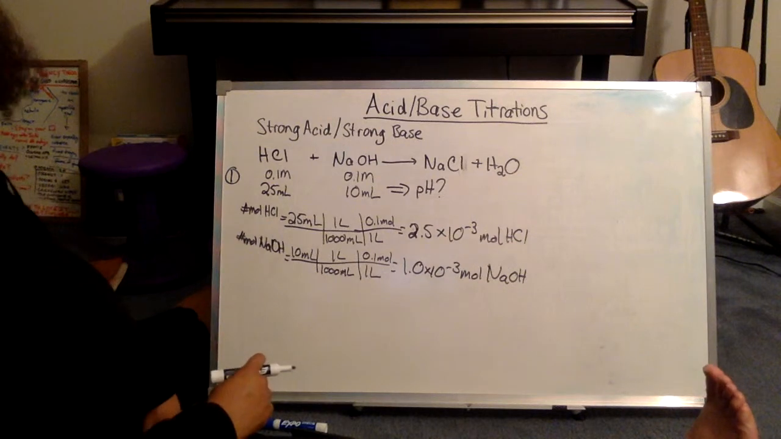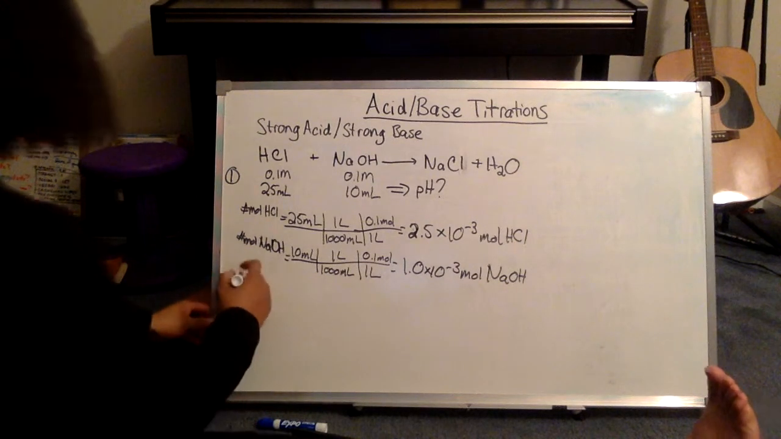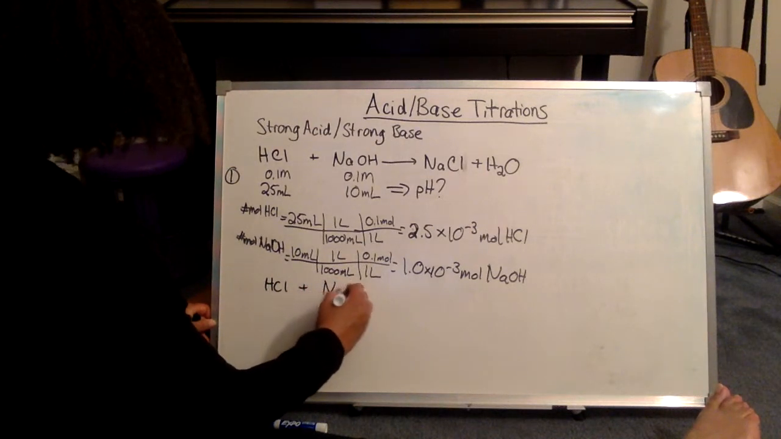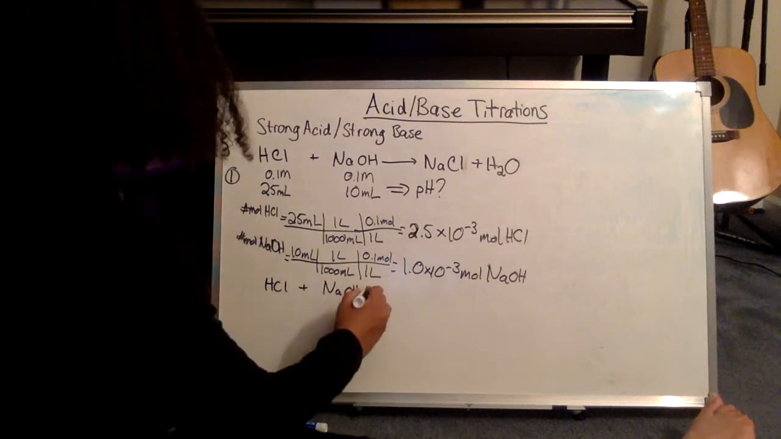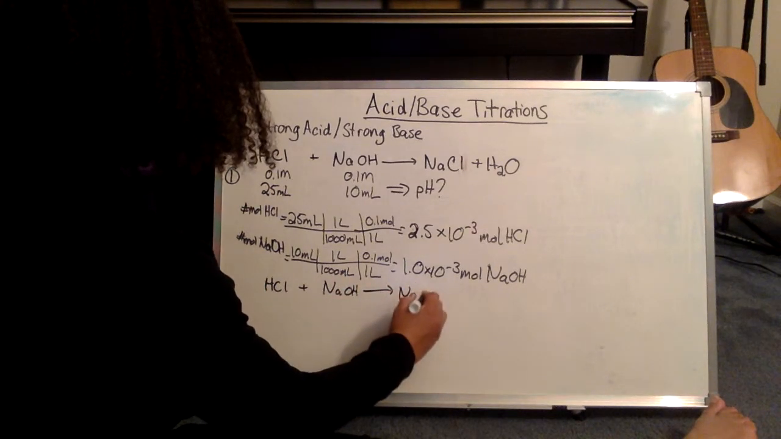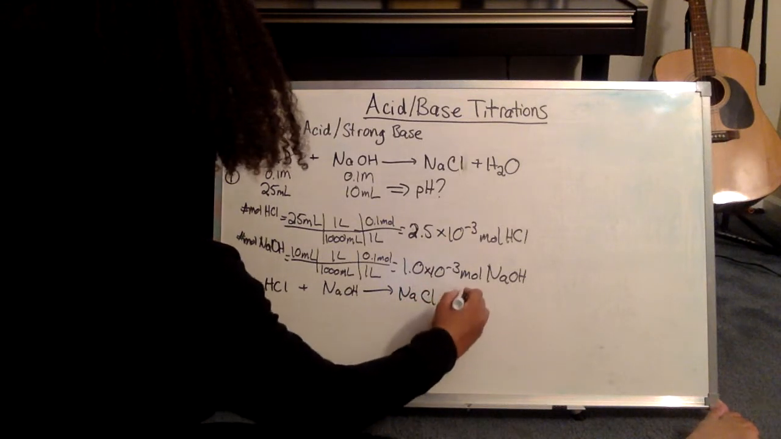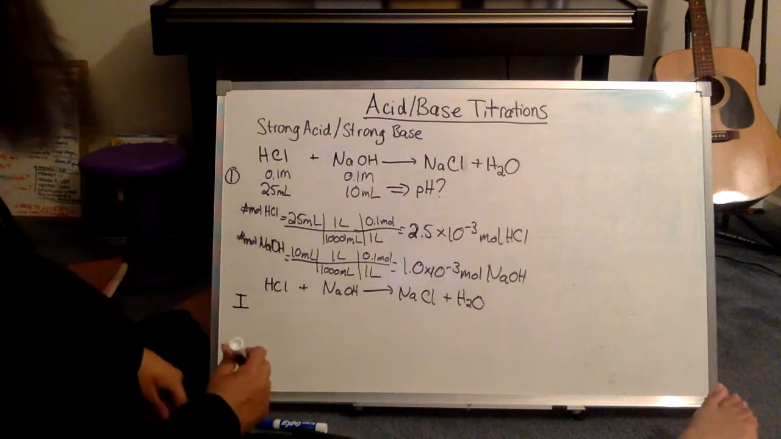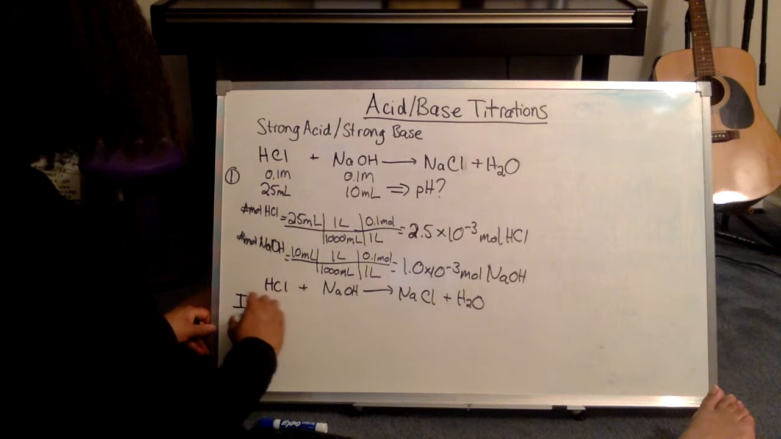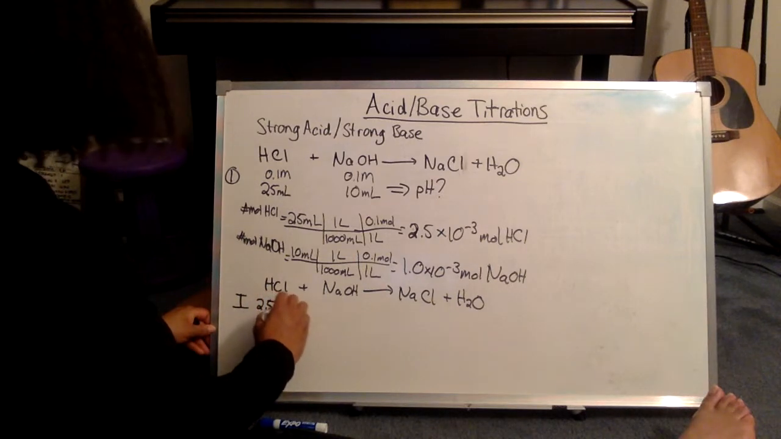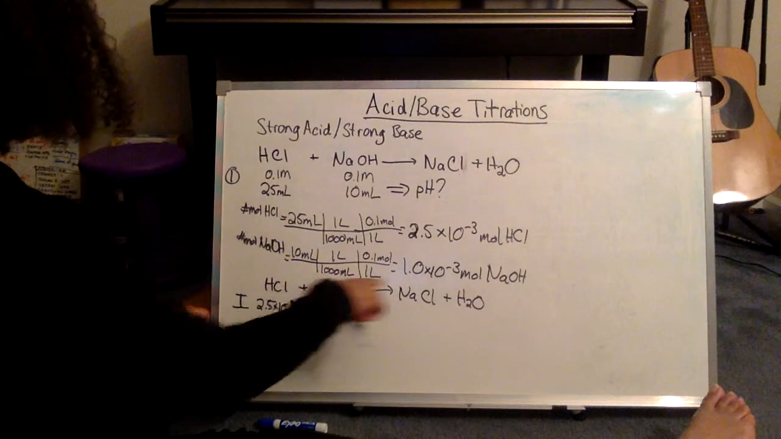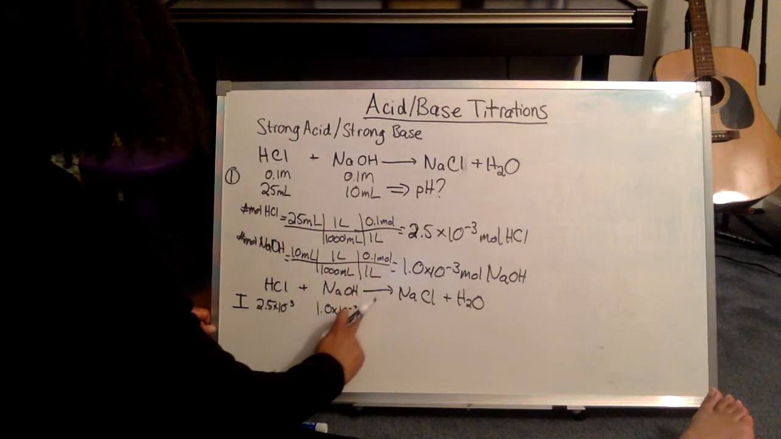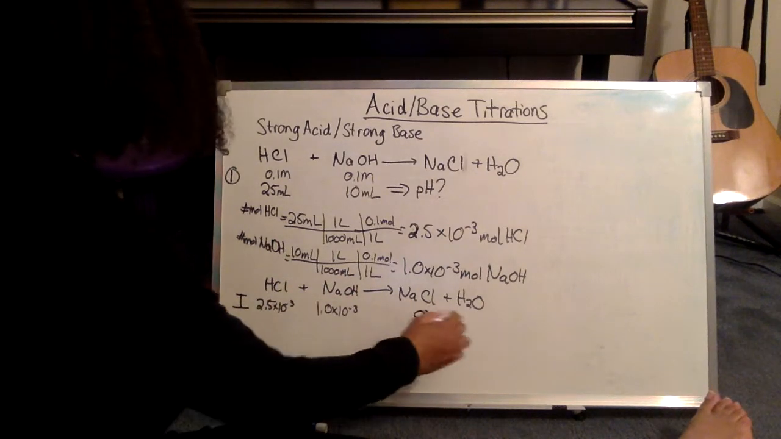Okay, time for an ICE table. We have HCl plus NaOH gives us a salt and water. Initially, we're going to put in moles instead of concentration. We have 2.5 times 10 to the minus 3 moles of HCl, and 1.0 times 10 to the minus 3 moles of sodium hydroxide. And we have none of these.